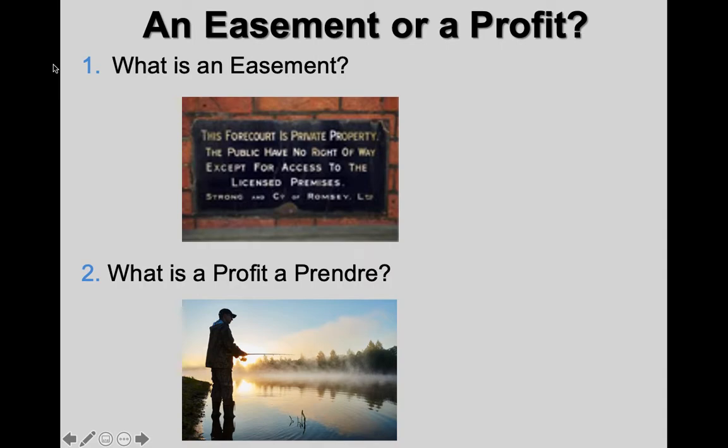So an easement or a license would allow somebody permission to go onto the land, and then when they're on the land they may have a higher interest in the land if it's a profit over a license, to be able to actually take something from the land.